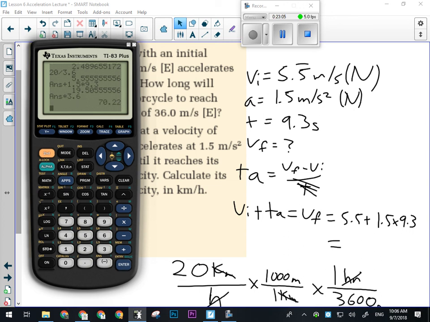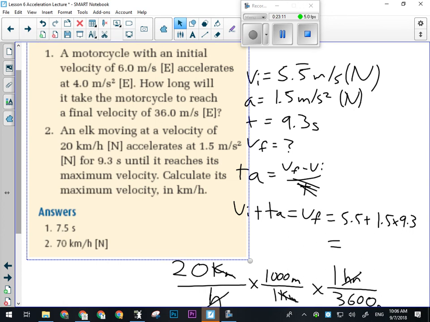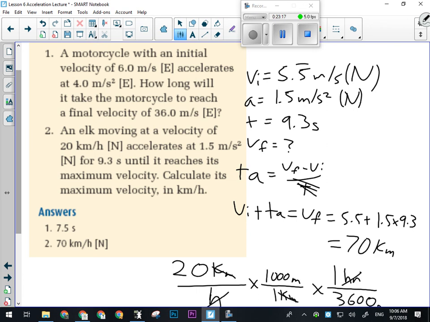Okay, 70.22 meters. So, and then we only have 2 significant figures here, so it'll just be 70. Okay, kilometers per hour. That's a pretty fast elk. Okay, everybody all right with that one?